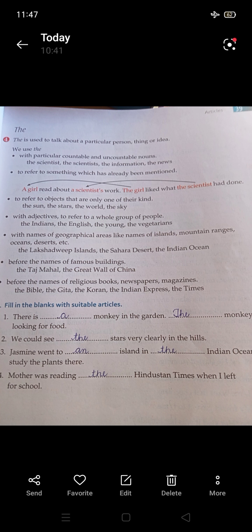So now fill in the blanks with suitable articles. There is a monkey in the garden. The monkey is looking for food. We could see the stars very clearly in the hills. Jasmine went to an island in the Indian Ocean to study the plants there. Mother was reading the Hindustan Times when I left for school. The Hindustan Times is a newspaper name.